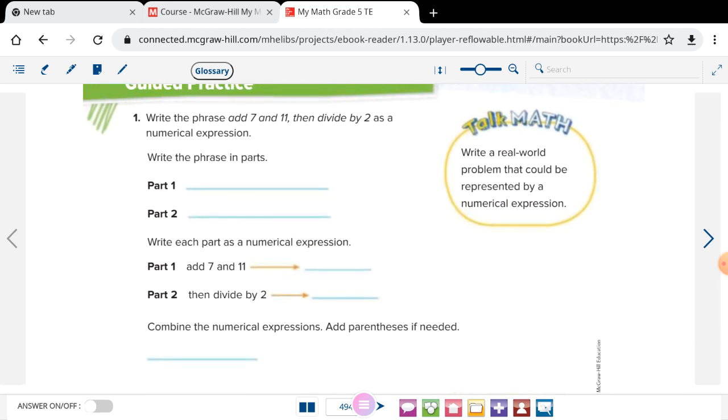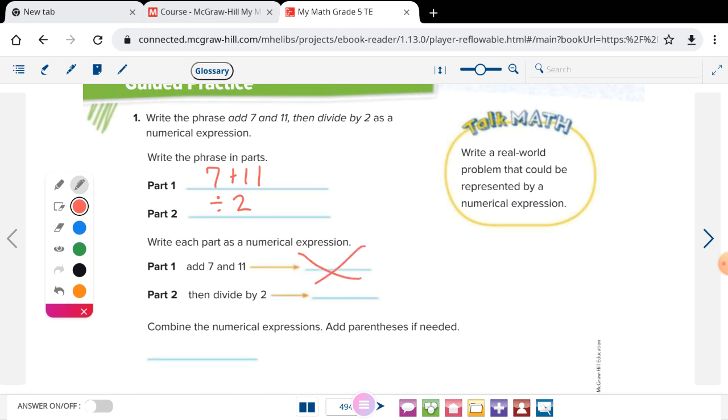Write the phrase add 7 and 11, then divide by 2 as a numerical expression. What does part 1 tell us to do, Abby? Add 7 and 11. 7 plus 11. So I'm going to write part 1 is 7 plus 11. Haley, part 2 says then divide by 2. Yeah, we would write divide 2. We already wrote them as expressions. We'll mark it off there.